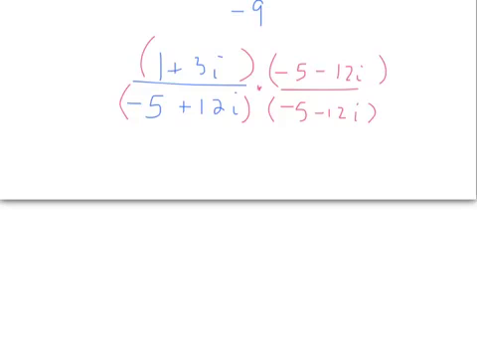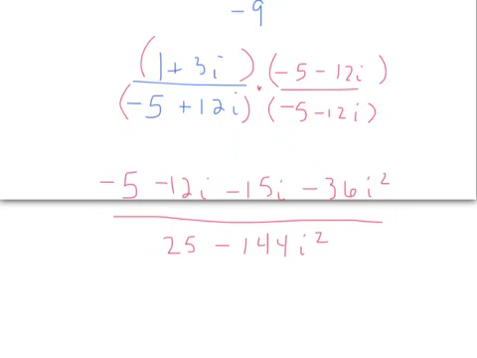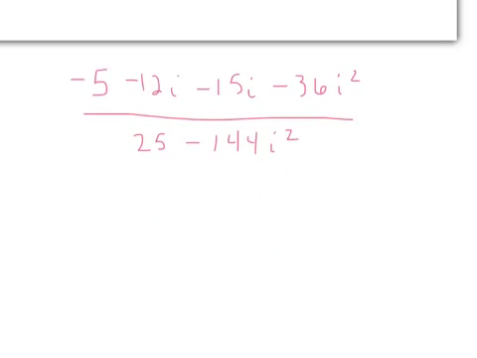So the numerator FOILing gives me negative 5. Outer is negative 12i. Inner is going to give me negative 15i. And then last is going to be negative 36i squared. All over, negative 5 times negative 5 is 25. Outer and inner cancel. It's going to be 60i and negative 60i. Last term is minus 144i squared. At this point in time, it's just a matter of simplification. So let's go ahead and simplify.